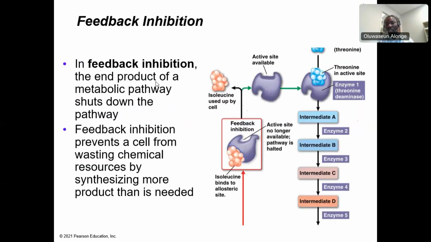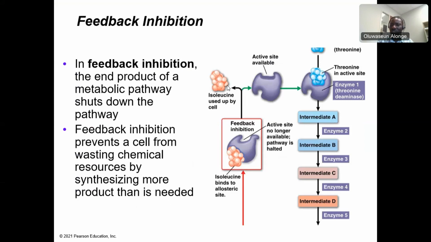Feedback inhibition. In feedback inhibition, the end product of a metabolic pathway shuts down the pathway. What it's saying is that if there is no need for a chemical reaction to happen, then the product signals that there's no need for this reaction to happen again, and that's going to stop the process. That's what we call feedback. Feedback inhibition prevents a cell from wasting chemical resources by synthesizing more product than is needed.